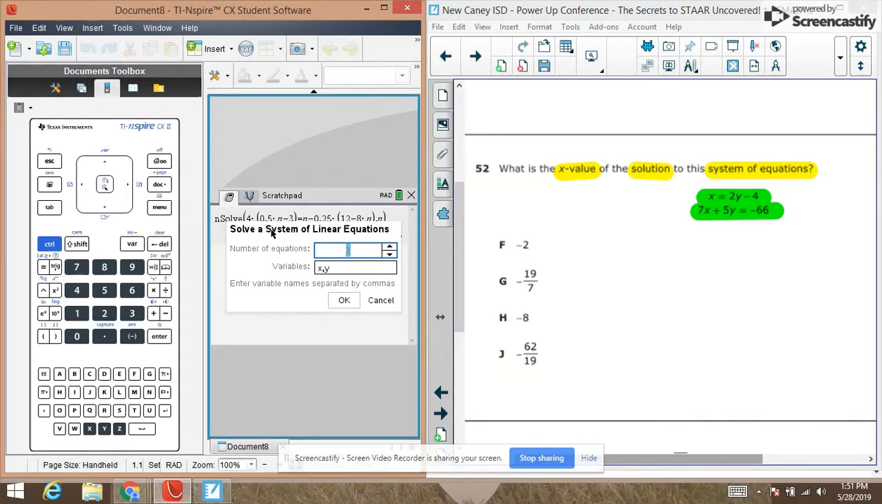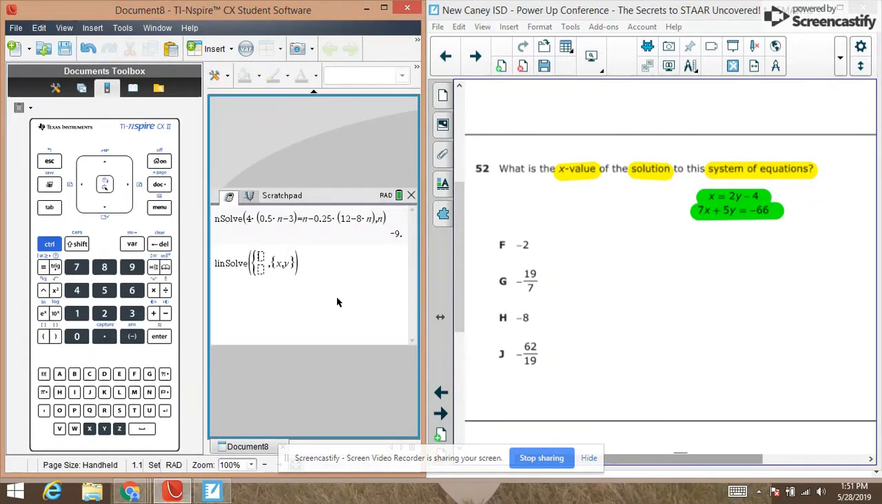Now, it's going to ask you how many equations we have, and in this case there are two. And it's also going to ask which variables are going to be used in these equations. And in our equations we are using x and y. So we're going to press OK.